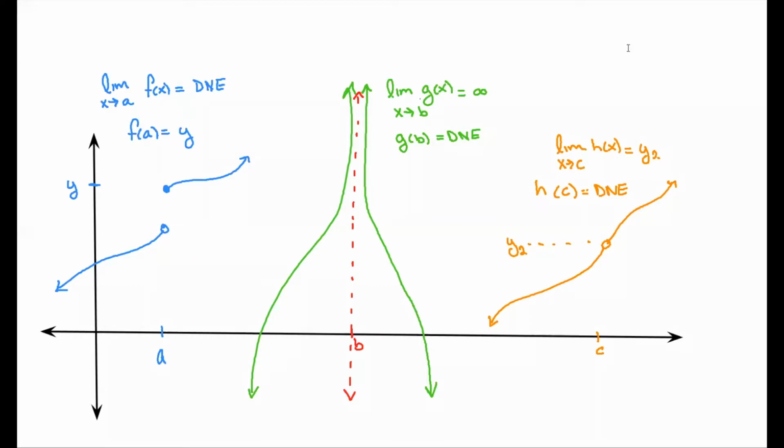The final type of discontinuity is a hole in the graph, or removable discontinuity. We're going to talk about this a little bit more when we talk about algebraically solving limits. So here, at c, notice how there's a hole in my graph. Because there's a hole, h of c does not exist. And the limit at c, because it's approaching the same from the left and the right, equals y2. They don't equal the same thing, therefore it is discontinuous at c.